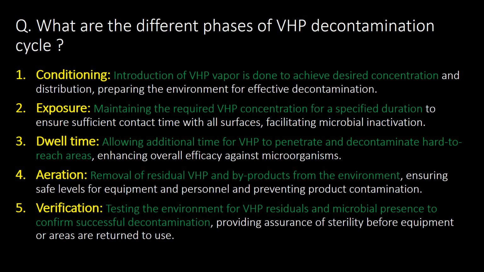Third phase is dwell time. Here we allow additional time for VHP to penetrate and decontaminate hard to reach areas. Fourth step is aeration. Here we remove the residual VHP and VHP decontamination cycle byproducts from the environment. Fifth, last and important step is verification. Here testing of the environment is done for VHP residuals and microbial presence to confirm successful decontamination cycle.